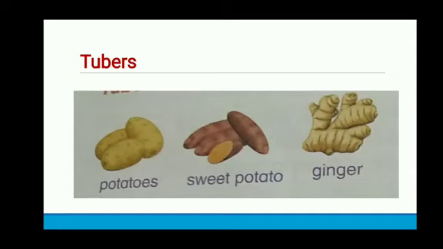Our next vegetable is tubers. Class, tubers are stems but they grow underground. So the basic difference between a regular stem and a tuber is that tubers are those stems which grow underground while other stems grow above the ground. Here we have three examples of tubers. These are potato, sweet potato, and ginger.